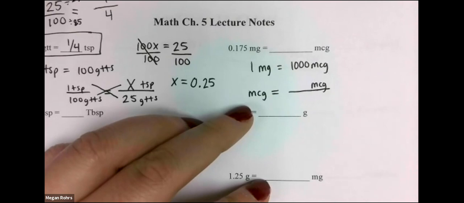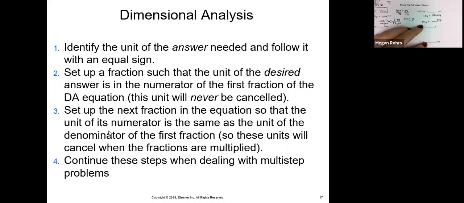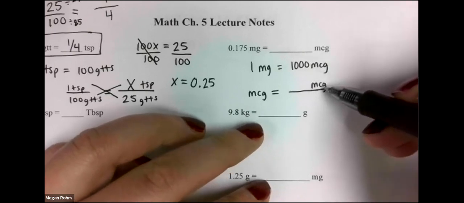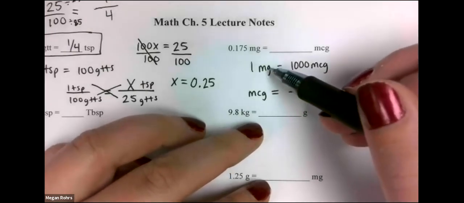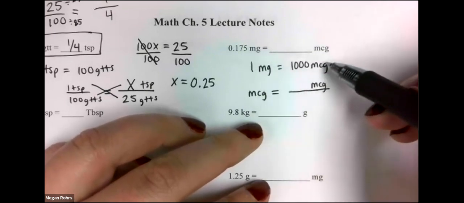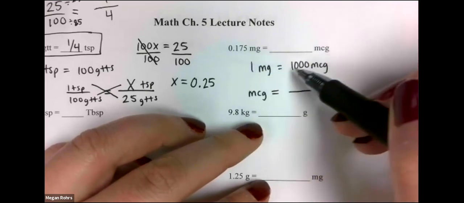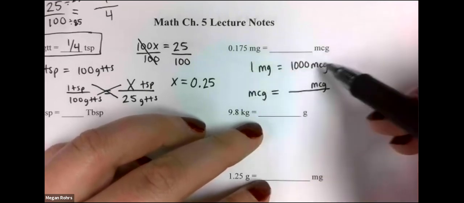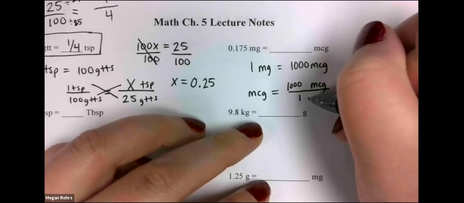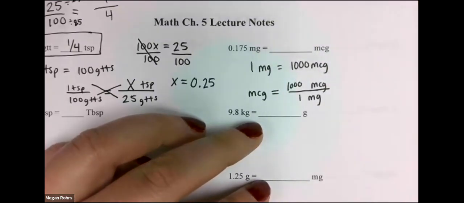Now it says set up the next fraction so that the unit of its numerator is the same as the unit of the denominator of the first fraction. Okay, so first of all, we need to take a look and see, well, I want micrograms on top. The only thing I know about micrograms so far is that there's 1,000 micrograms in 1 milligram. So that, once again, is my conversion factor. So I'm going to use that. So I know that there are 1,000 micrograms in 1 milligram.